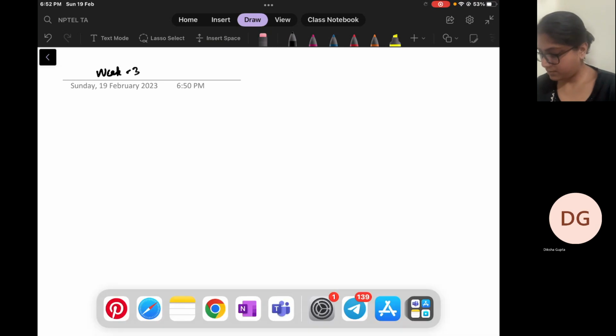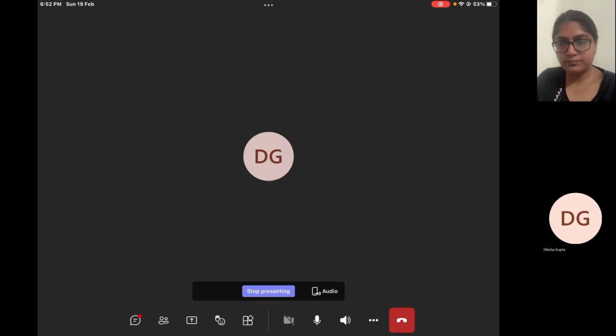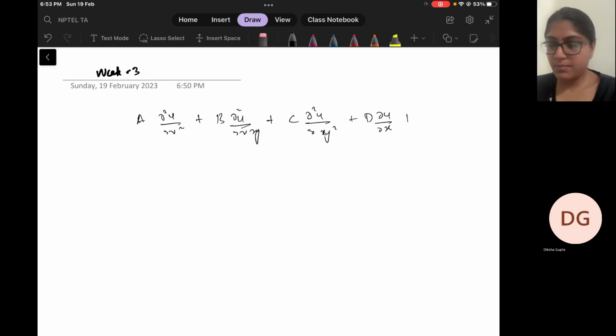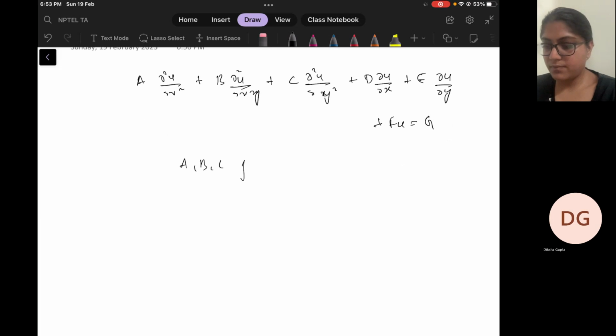So the most general case of second order partial differential equations in two independent variables is given by a del u by del x square plus b del u by del x del y plus c del square u by del y square plus d del u by del x plus e del u by del y plus f u is equal to g, where the coefficients a, b, and c are functions of x and y, and they of course do not vanish simultaneously, because then in that case the second order PDE degenerates to first order.